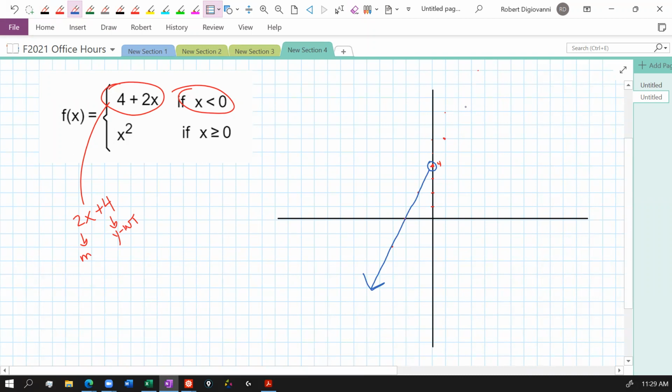The other part of our graph is one of our library functions, x squared. We know that x squared looks like this. But we only want it to the right of 0. So we don't want this left side, and we actually do want to include that point as a solid dot because we have the little equals underneath there. So that's the graph of our function. Now let's go answer some questions.